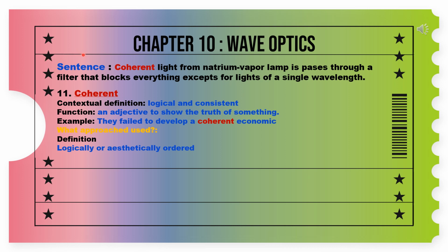Chapter 10, Wave Optics. The sentence is, coherent light from a sodium vapor lamp passes through a filter that blocks everything except for light of a single wavelength. What is the contextual definition of coherent? It is logical and consistent. The function is an adjective to show the truth of something. For the example, they failed to develop a coherent economic plan. The definition is logically or aesthetically ordered.